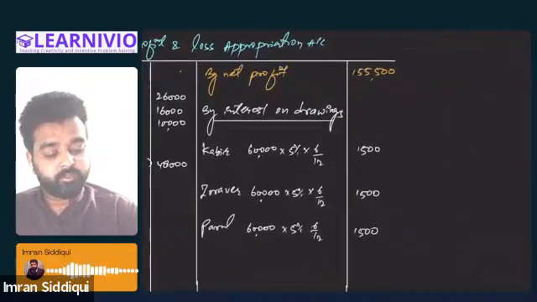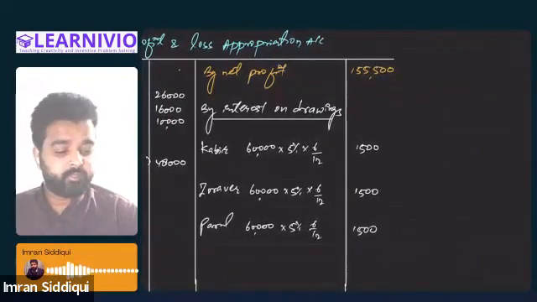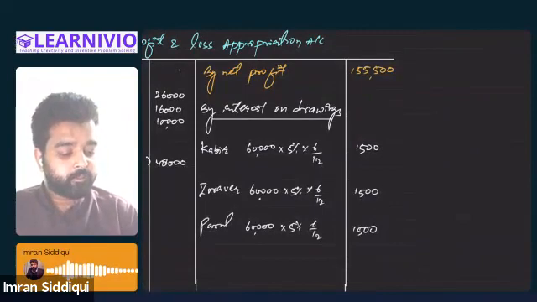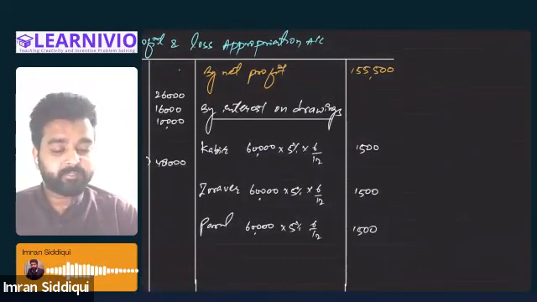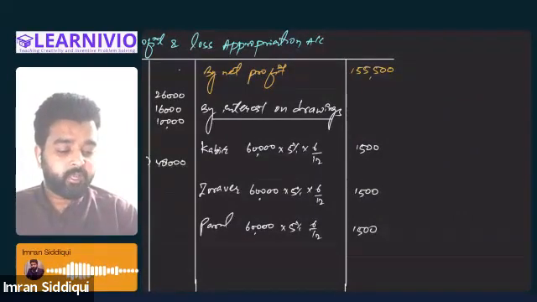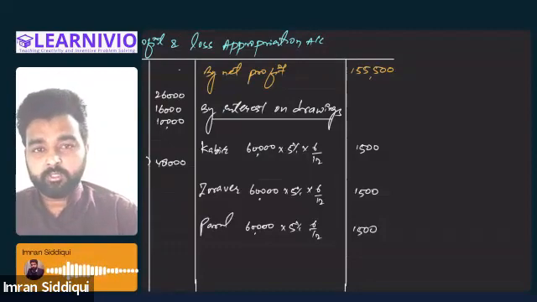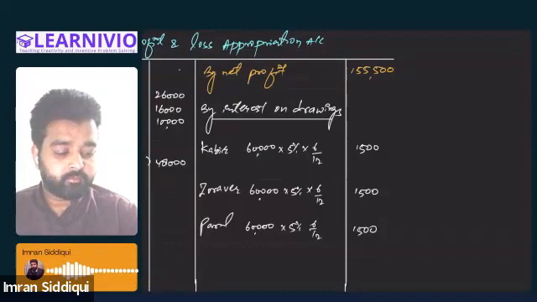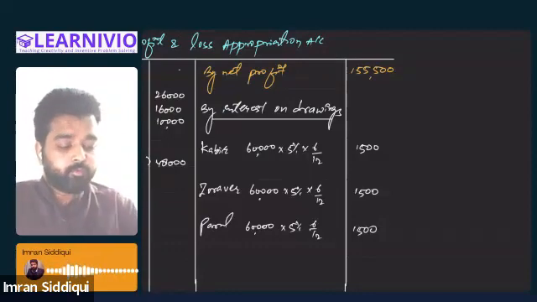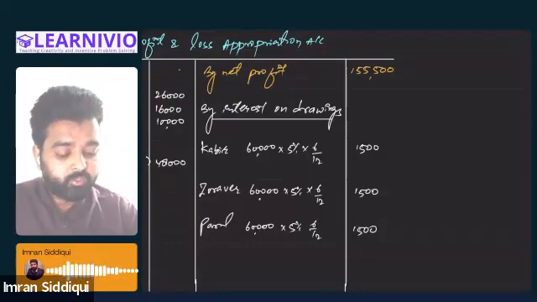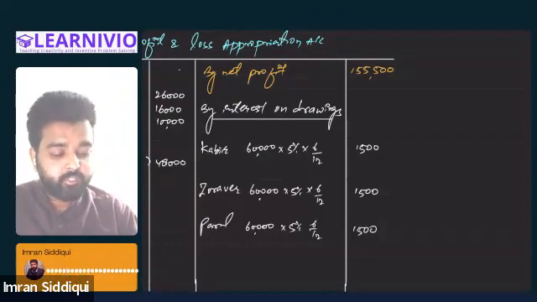So first of all, we'll calculate the interest on drawing. Since all the partners have withdrawn an equal amount of money, all the partners will be subject to 5% interest. The date of drawing is not given, and whenever the date of drawing is not given, we calculate the interest for the half year only. So the average period will be considered as 6/12. So for all the partners, interest will be 1,500 each.